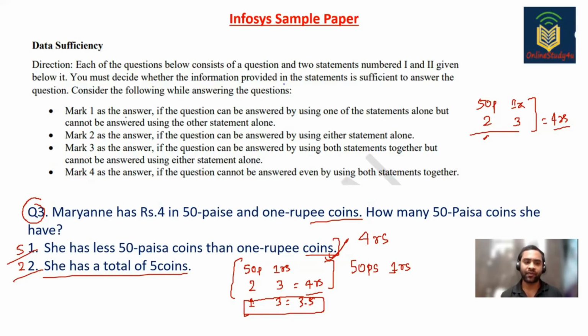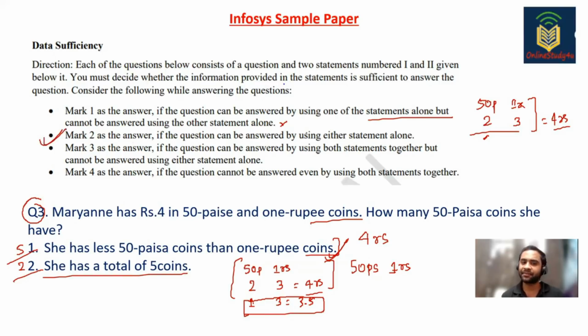Now, friends, mark 1 as the answer if the question can be answered using one of the statements alone, but cannot be answered using the other statement alone. No, so this is not it. Mark 2 as the answer if the question can be answered using either statement alone. So mark 2.